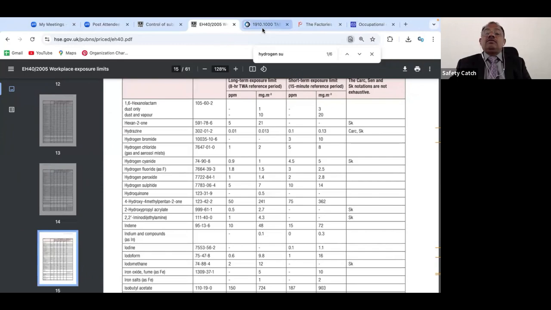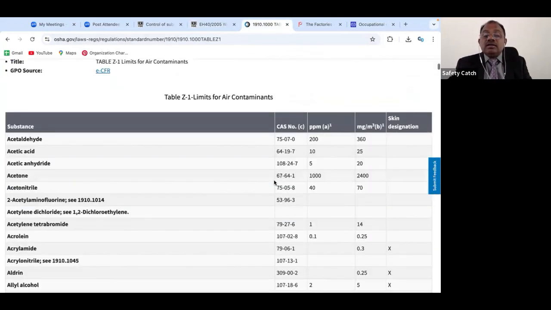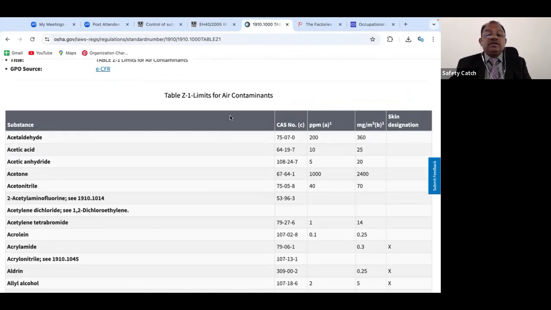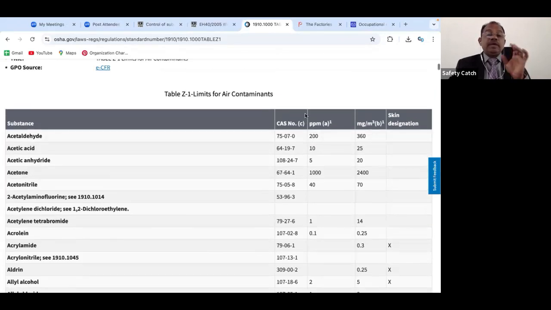So the same thing, when we come to the Z table, there may be a slight difference. First of all, in the Z table you can see the Z1 table is here as per OSHA. CAS number is also given here. The next thing is the ppm. The ppm level is given, and milligram per meter cube is given. This is only the PEL, permissible exposure limit.